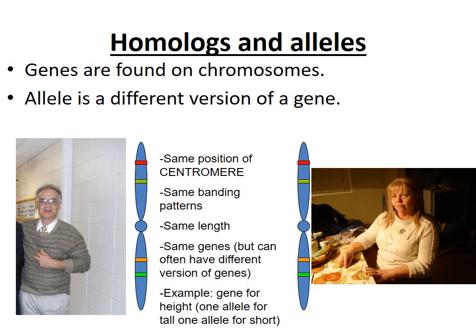Just a quick reminder, remember homologous chromosomes, you get one from dad, one from mom, same length, same gene location, can have different versions of genes. Those different versions of genes, I wasn't using the word when I first introduced this, but they're called alleles. So one chromosome might have the big A version, the other chromosome might have the little a version.